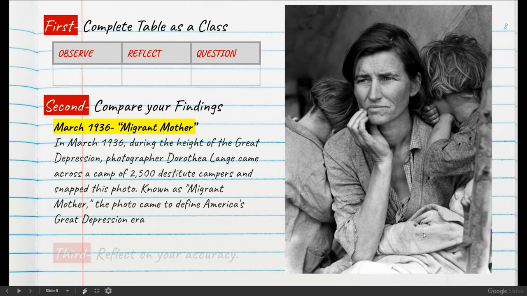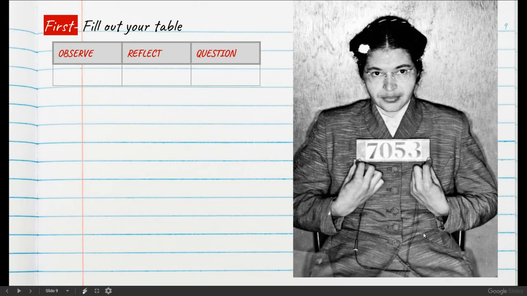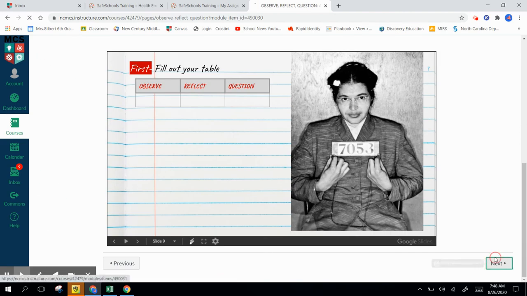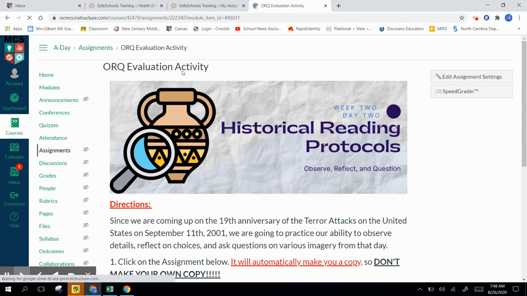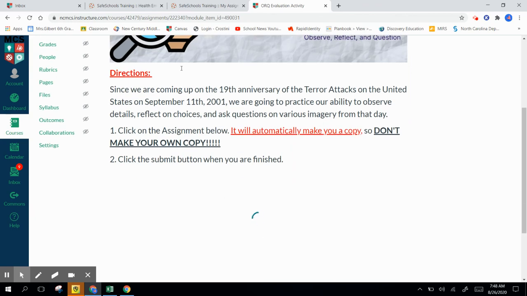All right, so then you're going to go through and reflect on your accuracy. How accurate were you? All right, so you're going to go through and do the others. So I want you to start with this one and work your way through. If you have any questions, please email me. You will then do an observe, reflect, question activity on your own, and then you will turn that into Canvas when you finish. So that will be on the next page, which is the ORQ evaluation.